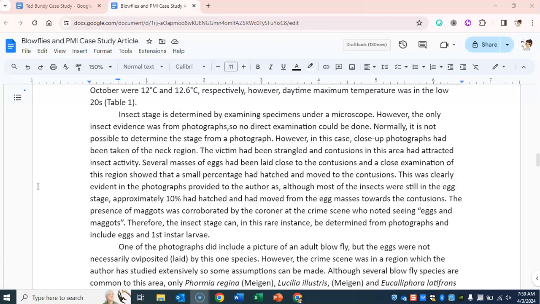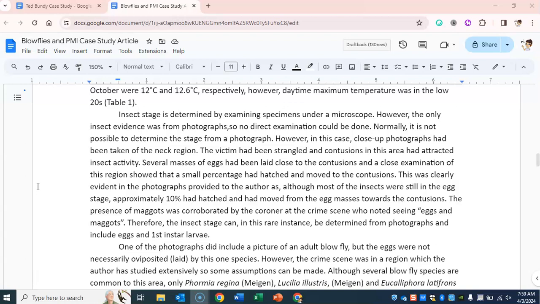Several masses of eggs had been laid close to the contusions, and a close examination of this region showed that a small percentage had hatched and moved to the contusions. This was clearly evident in the photographs provided to the author as, although most of the insects were still in the egg stage, approximately 10% had hatched and moved from the egg masses towards the contusions.